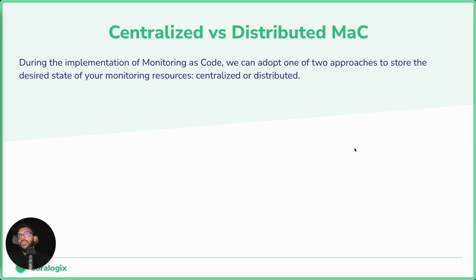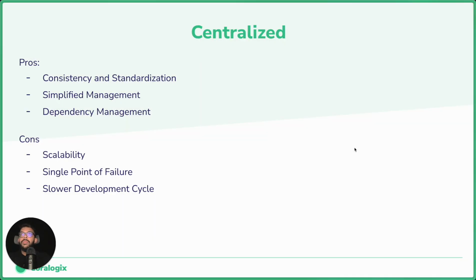During the implementation of the monitoring as code strategy, we can adopt one of two approaches to store the desired state of our monitoring resources: the centralized and the distributed approach. Each one has pros and cons, and we will go over some of them right now. Let's start by talking about the centralized approach.